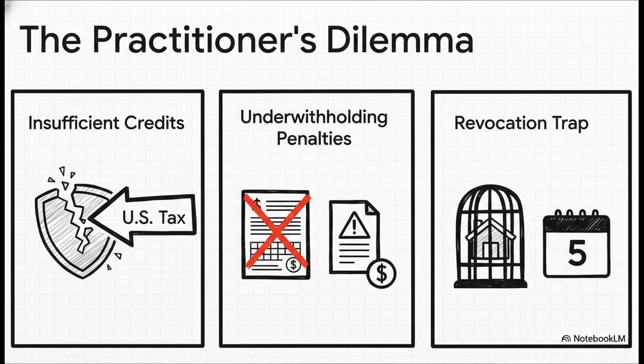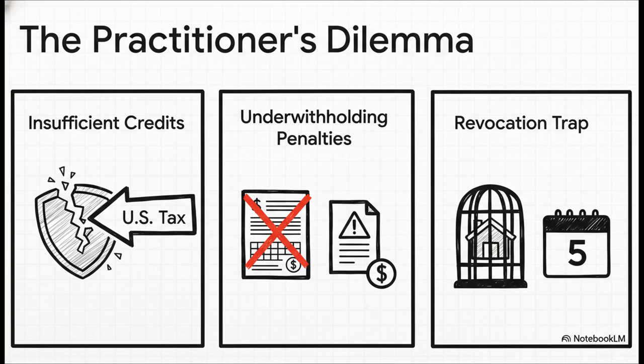So this creates a real dilemma for practitioners and their clients. First off, you're left with insufficient credits. Your scaled-down FTC just can't keep up with the high U.S. tax rate that stacking creates, meaning you actually owe money to the IRS. Second, this is a nightmare for withholding. U.S. payroll systems are often not set up to handle this, which can lead to a huge tax bill and under-withholding penalties when you file. And third, there's the revocation trap. You might think, okay, I'll just revoke the FEIE to avoid this mess. But if you do that, the rules lock you out. You can't use the exclusion again for 5 years unless you get special permission from the IRS.